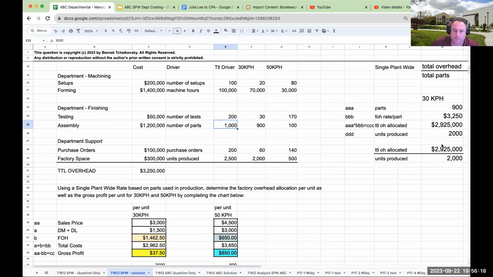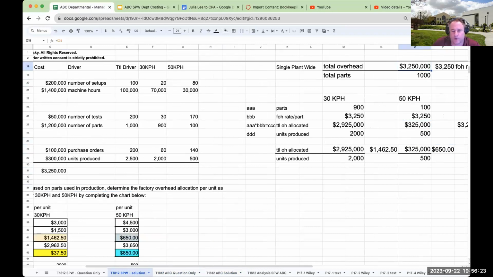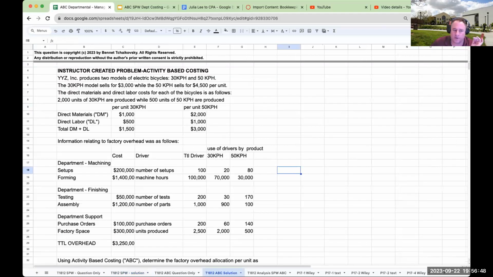And so we just said, okay, the total overhead cost was $3,250,000. The total parts was 1,000. The rate per part was $3,250. We then went through and allocated this. Really important when we're doing activity-based costing: when we do the overhead allocation between the two different parts, it's going to have to equal up to $3,250,000. However, the way we're going to get there is going to be different.